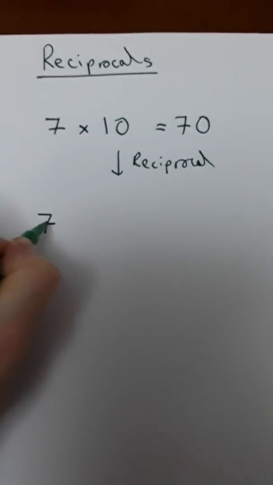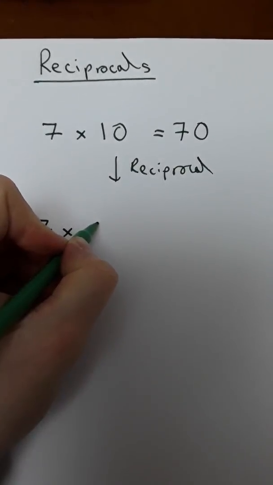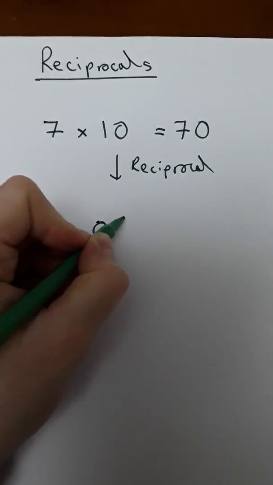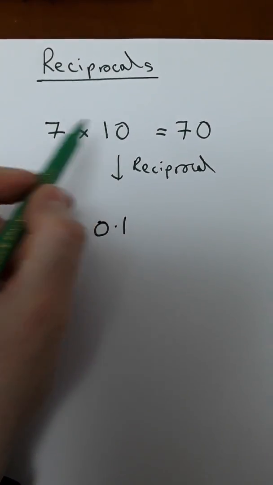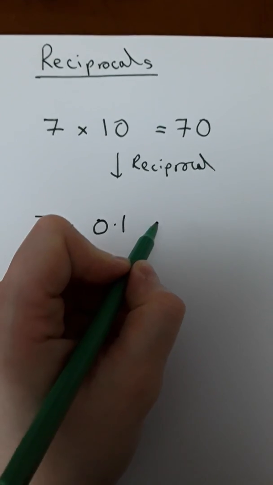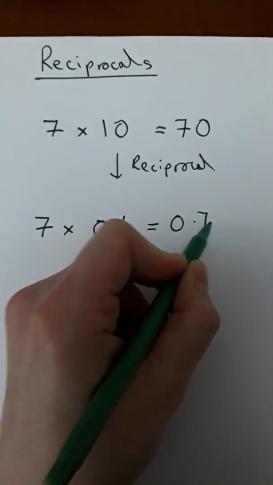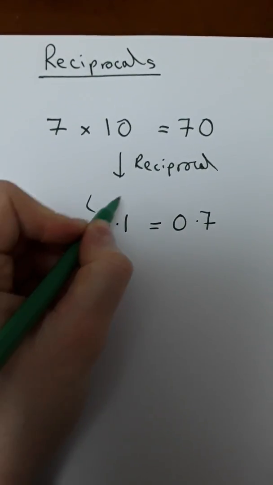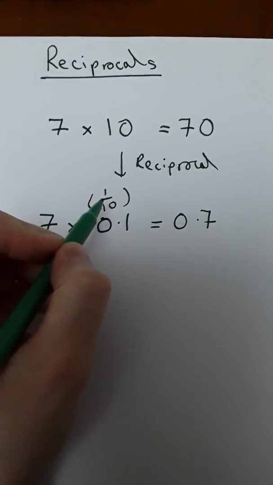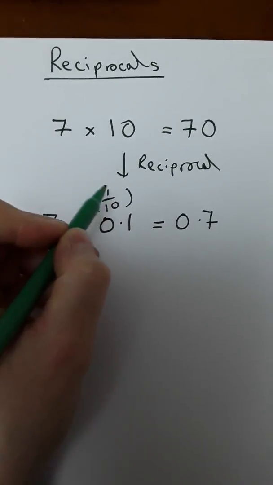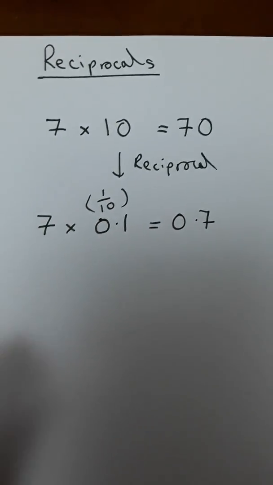So it would be 7 times 0.1, because that's the same as dividing by 10, which is the opposite of timesing by 10, which would be 0.7. So really here I could write timesing by 1 over 10, because 1 over 10 is the same as dividing an object by 10.